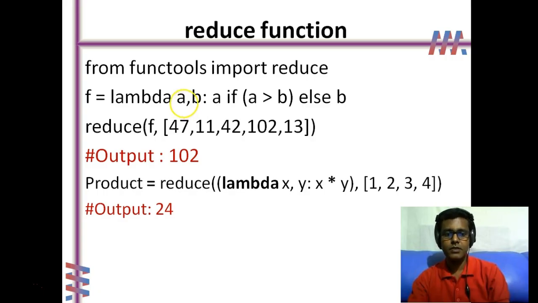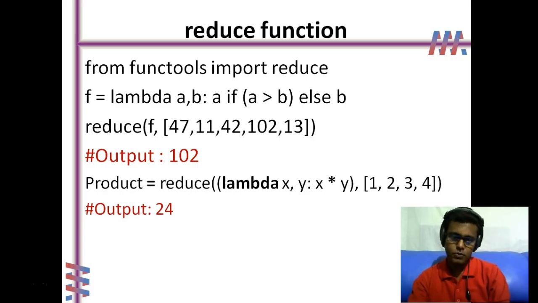So this lambda function I have assigned to a variable called dev. Next I am writing a function called reduce. Reduce of f, where f is my lambda function, comma, then I have a list, that is the input. My lambda function is applied on these inputs one by one and I will be getting the output. I need two inputs for my lambda function, that is lambda a, b. So from where do I get these two inputs? That is from my list 47, 11, 42, 102 and 13.